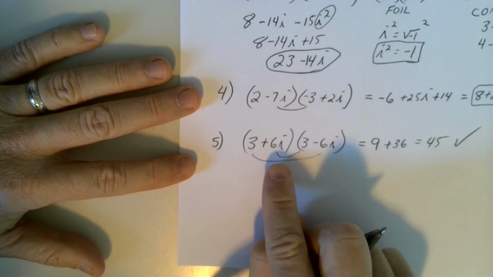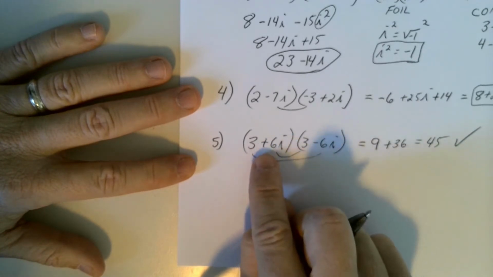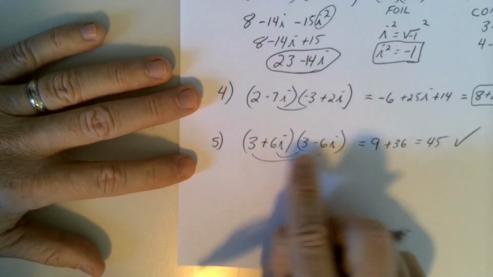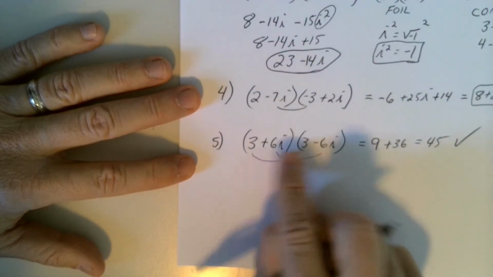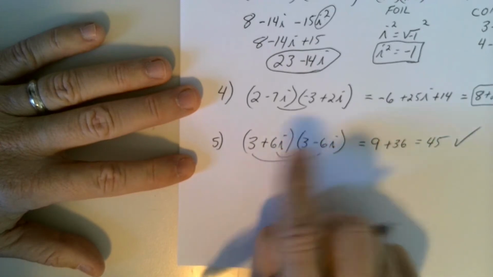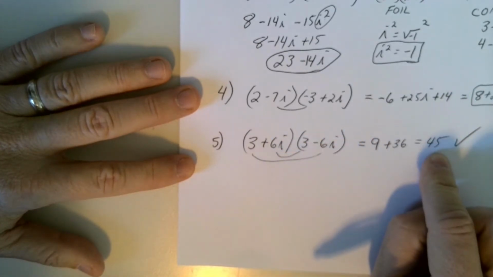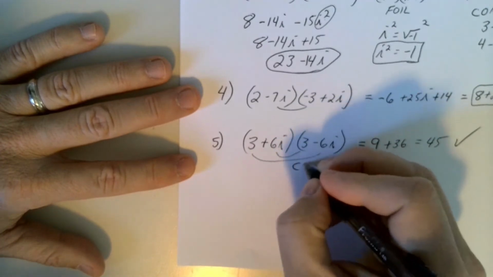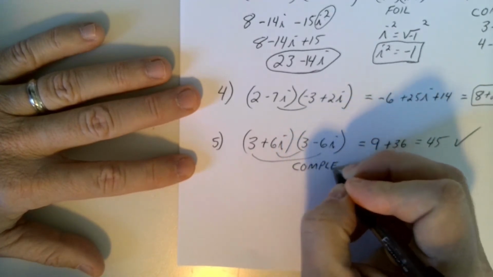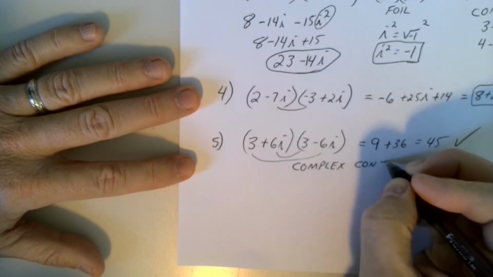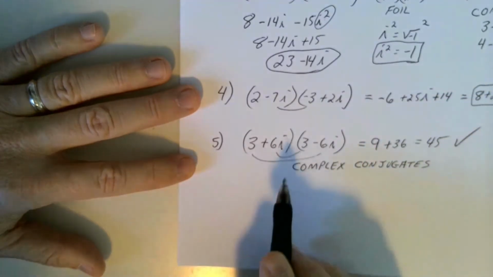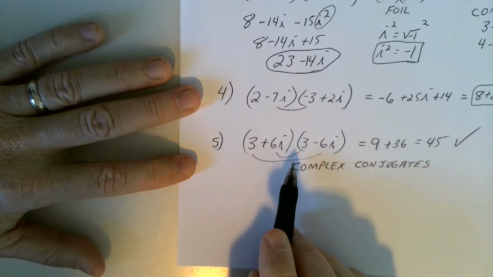It's kind of weird, but if you have a complex number times another complex number, and the imaginary parts are opposites of each other, not the real parts, the real parts are the same, it'll equal a real number. When you have 3 plus 6i and 3 minus 6i, these are called complex conjugates. And those are things that help us be able to do division problems.